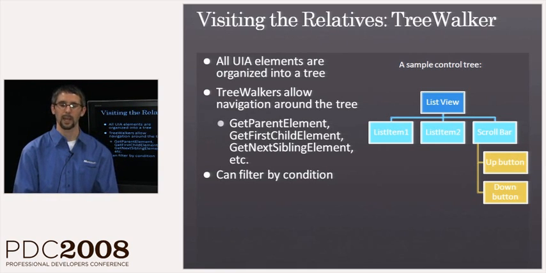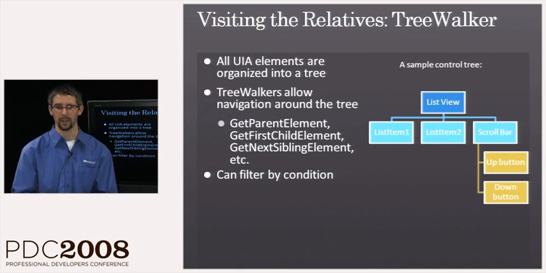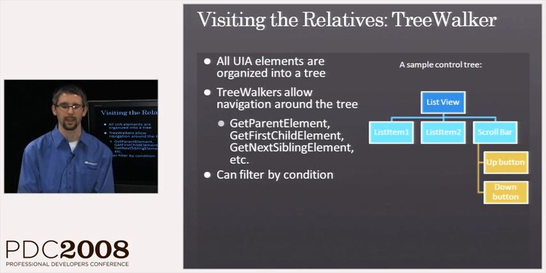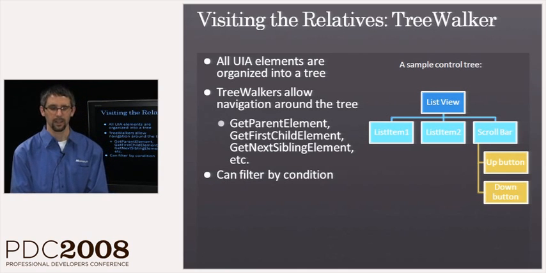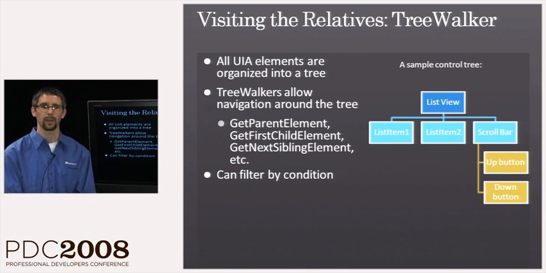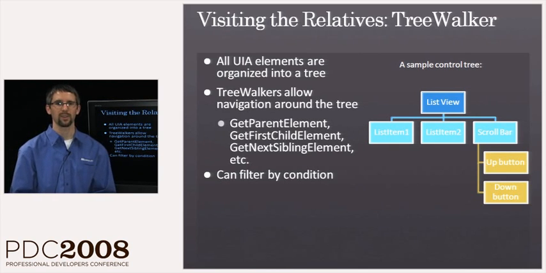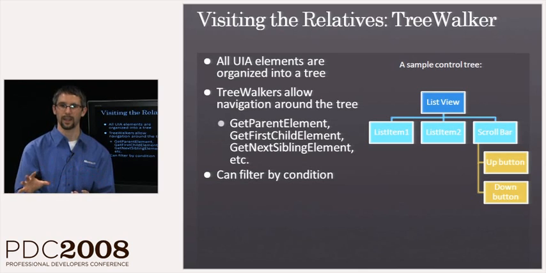It has methods like getParentElement, where you would pass in an element and it returns the parent. GetFirstChild, getNextSibling, all the things that you would expect trying to navigate around a tree. But tree walkers are cooler than that. You actually can filter by condition. So suppose you only wanted to look at tree elements that are visible on screen, you'd set up a filter with off-screen equals false, and filter on that, and you would get a filtered tree that you could then walk around as though it were the only tree in existence. You could also filter on whether something is a control or whether something is content.